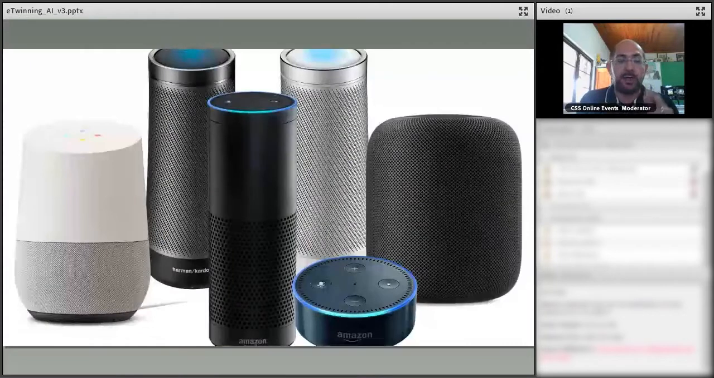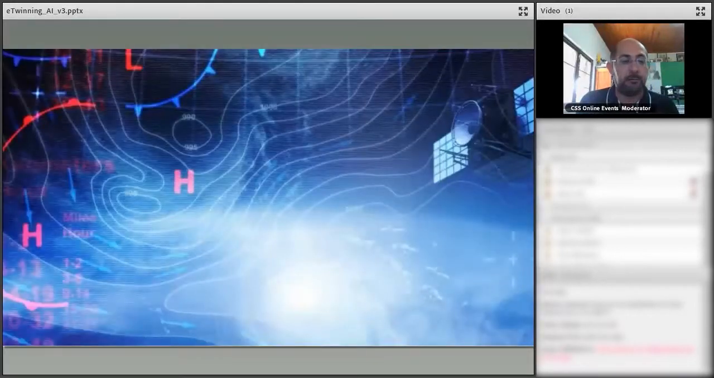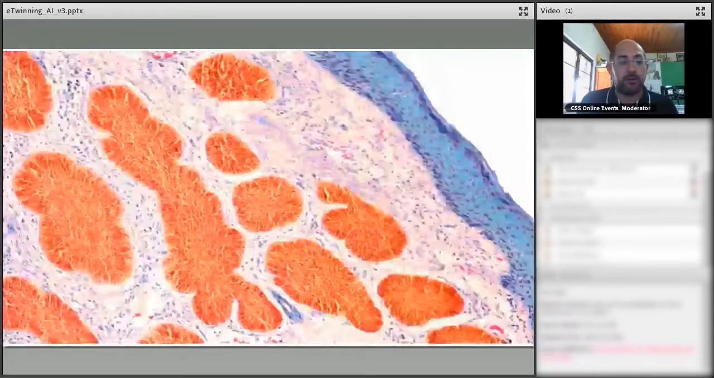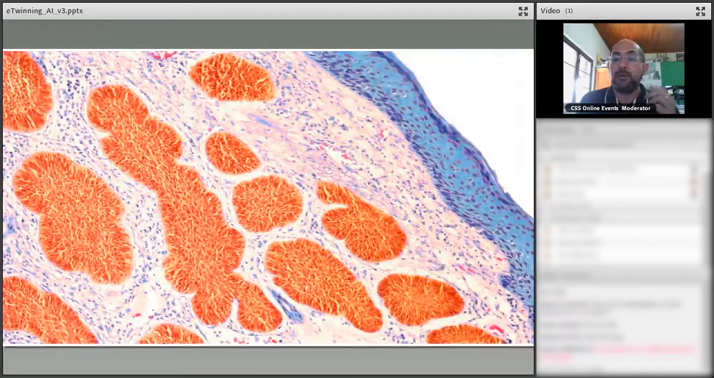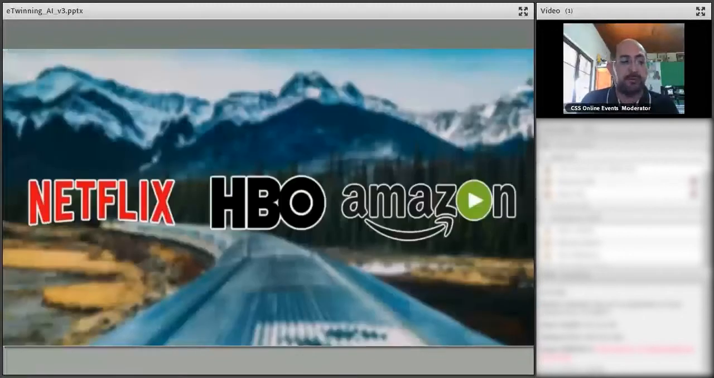Other examples, when you are using, as I was saying before, digital assistants like Alexa, Siri, OK Google, and so on. This is everything about AI. Weather prediction and lots of other things related to prediction. This is AI. When you talk about the financial area, phishing detection and so on, they are using AI in this field also. In health and healthcare, there are tools to help us identify disease and so on, and there is AI in that also.